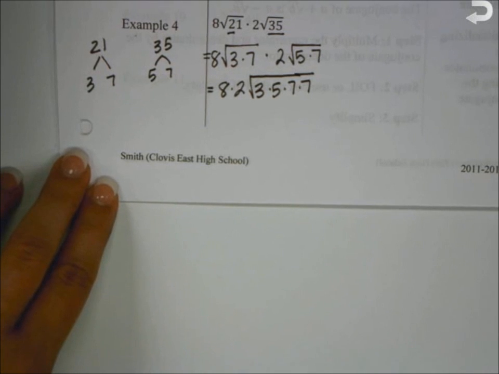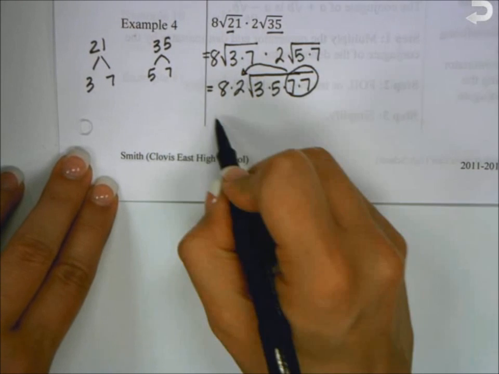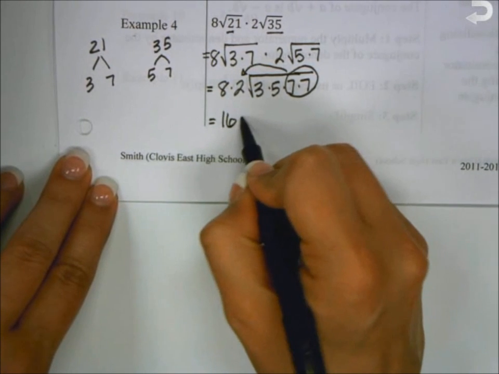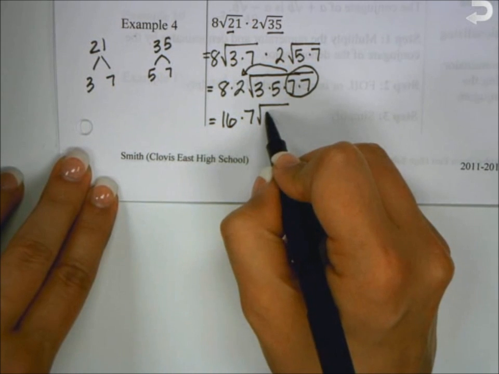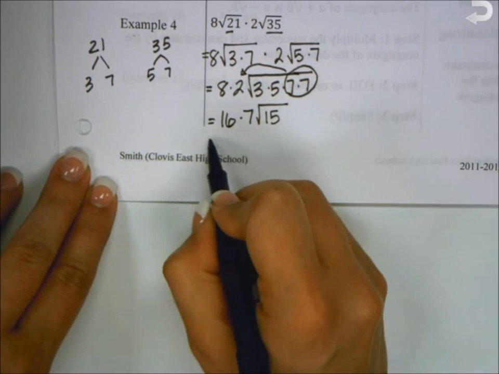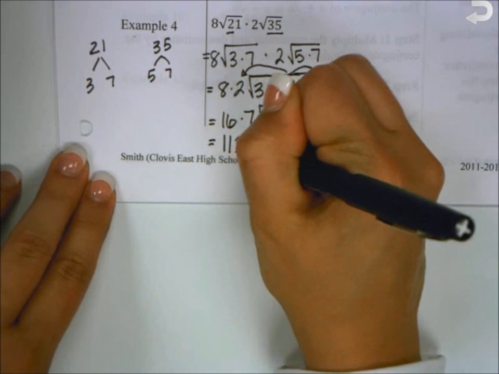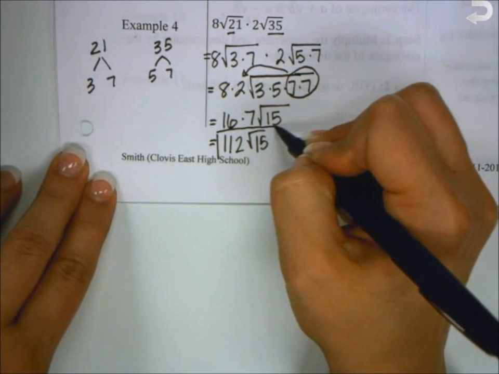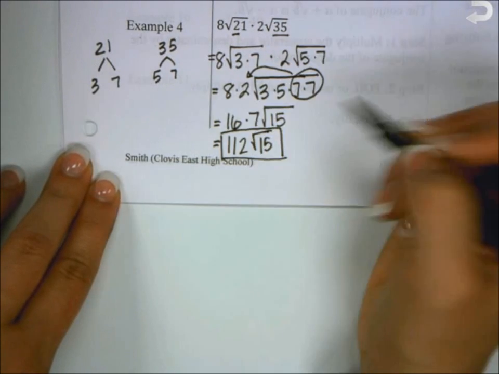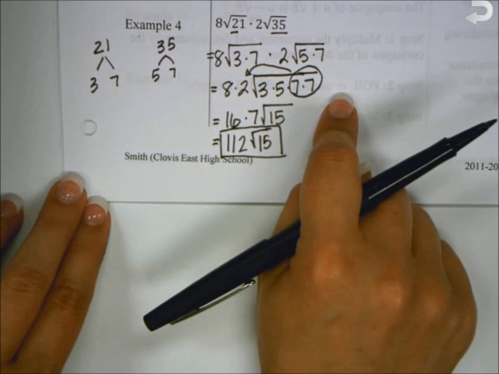I can pull out the 7s. So what am I going to have on the outside? 16 times 7, square root, 3 times 5, which is 15. What's 16 times 7? 112. So 112 square root 15. That's our answer. This way, it's easier to write out the prime factors, because then we can see it without having to do all that multiplication.